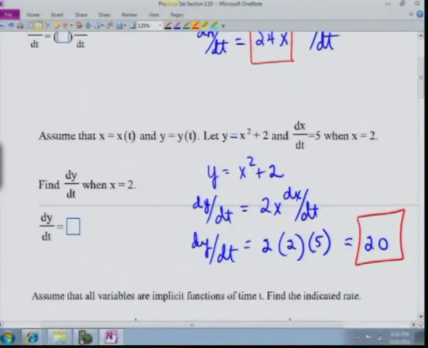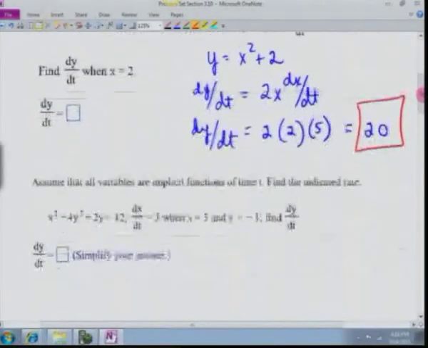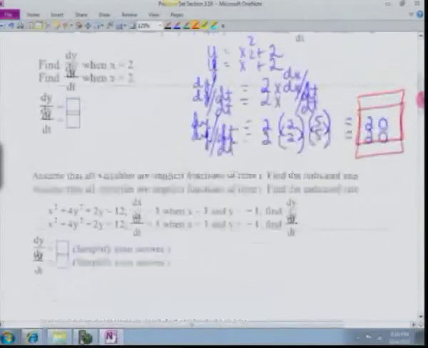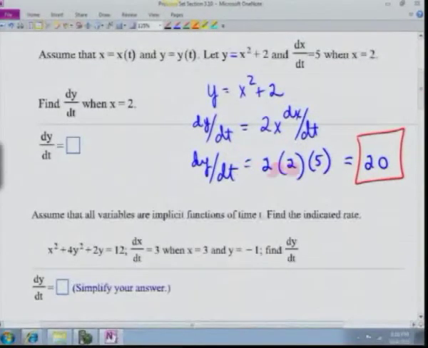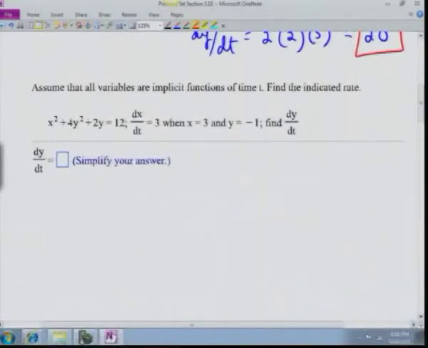Okay. Are we good? Y is what? Y is, I didn't hear your whole question. Up in here, it said dx dt is 5 when x is 2. Okay? You're just plugging it in.